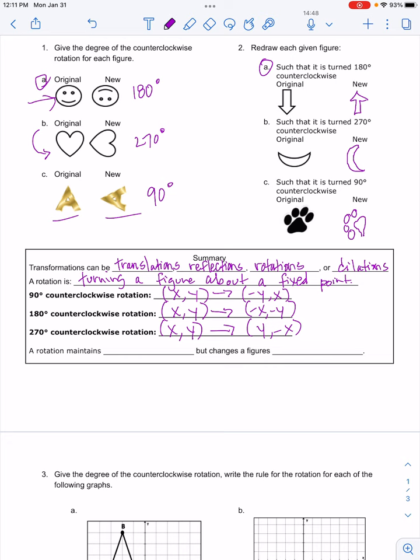If a shape is rotated, it's always going to stay the same size and shape. So it maintains congruence. However, because it's not going to be facing the same way, it changes its orientation. Here is how you can remember the rules for rotations. And give me a minute and then I'll explain what I'm writing.